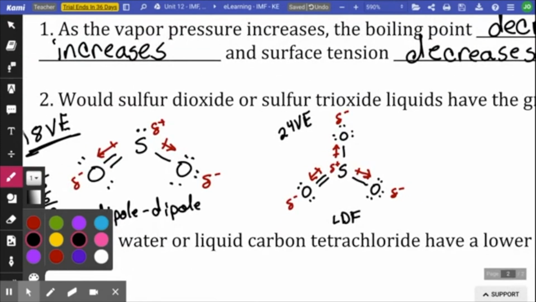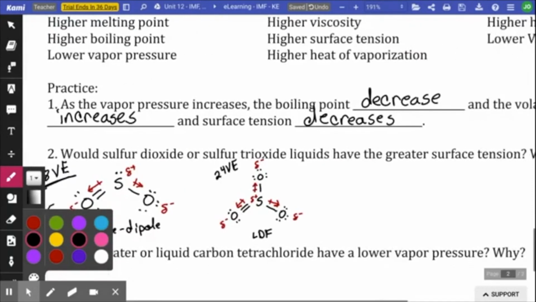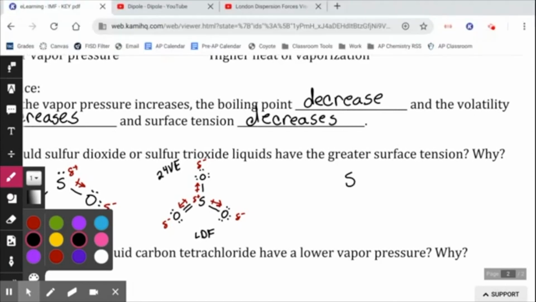Okay, so our question was, would sulfur dioxide or sulfur trioxide have a greater surface tension? So sulfur dioxide would have a greater surface tension because it's got a stronger intermolecular force.